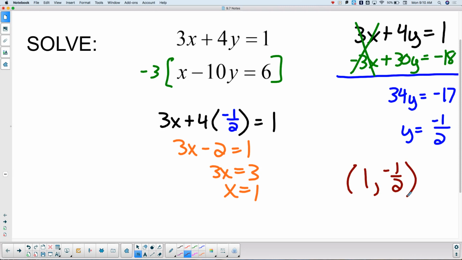And just to make sure, what should I do? Plug them back into both equations, right? 3 times 1 is 3. 4 times -1/2 is -2. 3 plus -2 is 1. 1 is equal to 1. Then -1/2 times -10 is +5. 1 plus 5 is 6. And 6 is equal to 6. So there is my solution. Good times, good algebra.